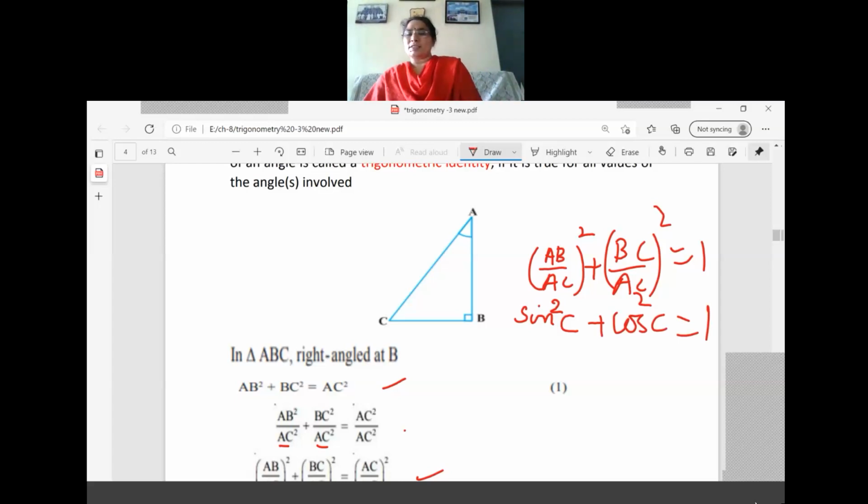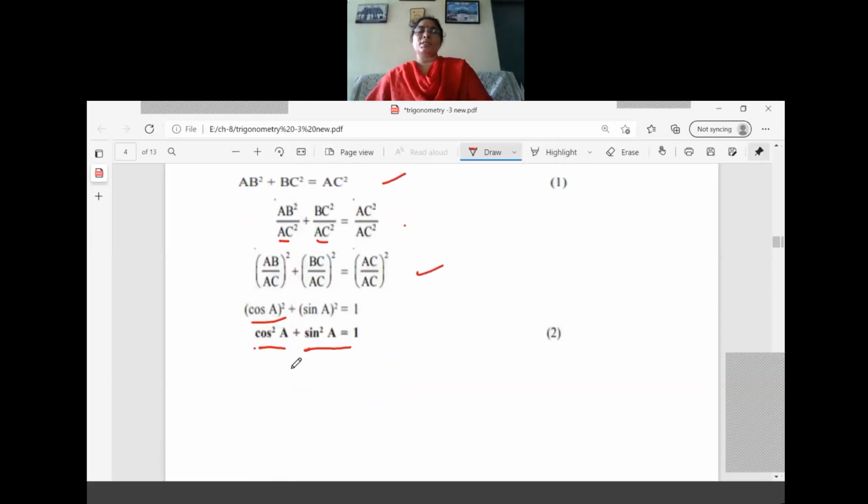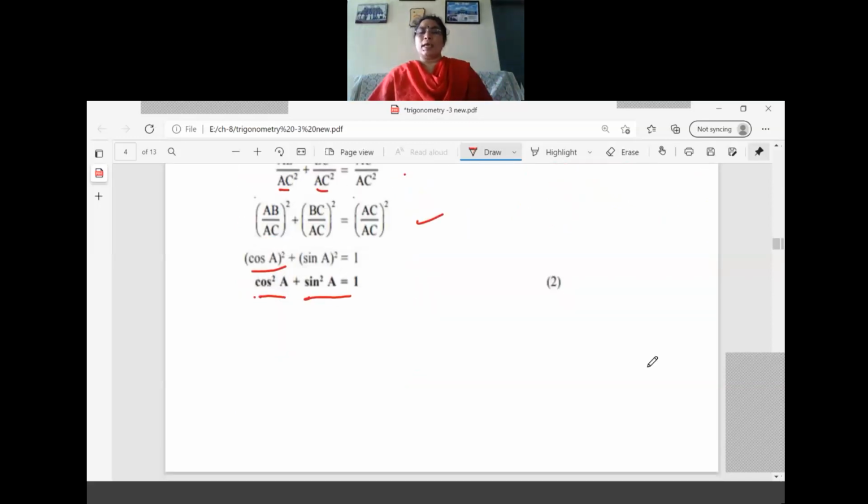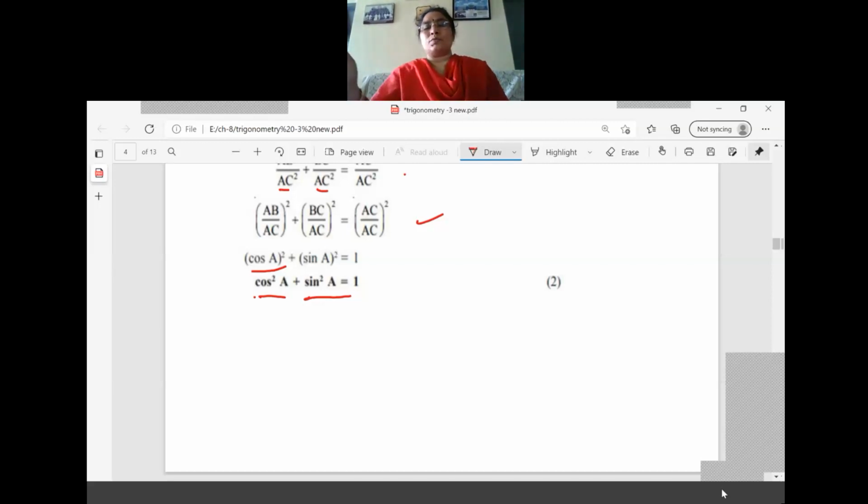So even when the angle changes, our identity is not changing, right? Here we got cos square A plus sine square A equal to 1. There we got sine square C plus cos square C equal to 1. So for any angle you take, this identity exists, and this is the first identity we have to learn in trigonometry. What is the identity? Sine square A plus cos square A equal to 1.